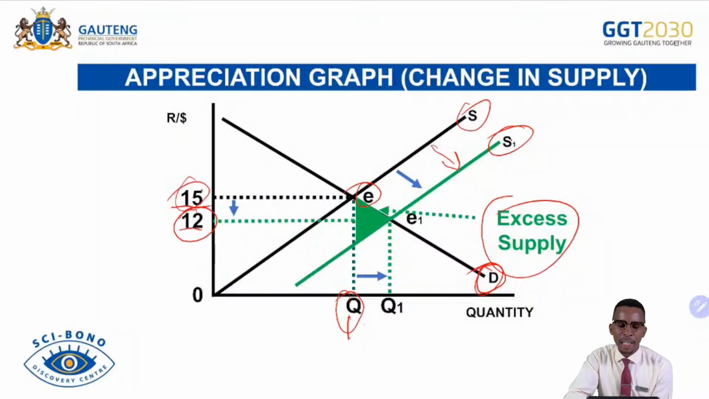Whenever the supply increases from S to S1, what is created? A new equilibrium point is created there at E1. So we have the rand value appreciating from 15 to 12. And then we have the new equilibrium there, and the new quantity, which is Q1, meaning now we can afford most US dollars using 12 rand than before when we were spending 15 rand.